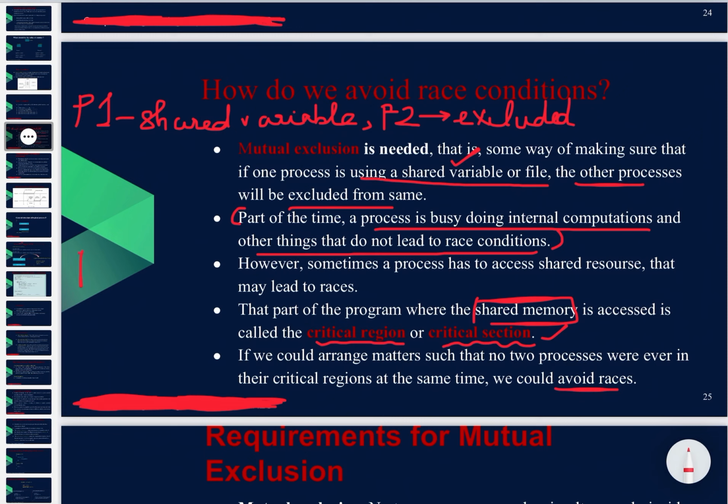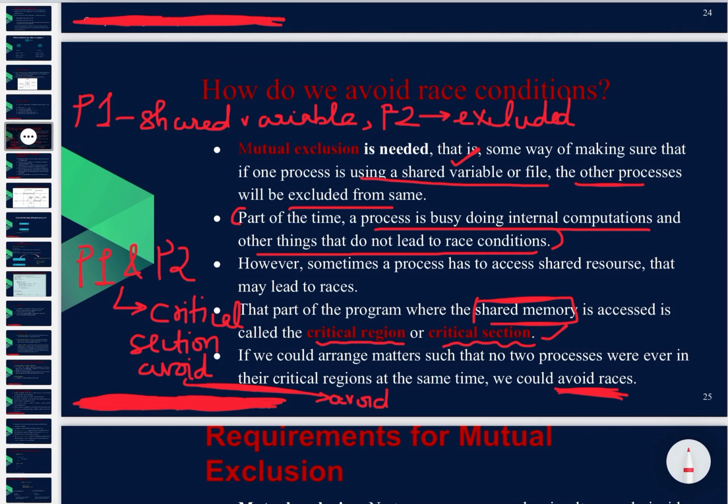And what do we have to do? We have to avoid P1 and P2 from being in the critical section at the same time. Avoid them together in the critical section. Then only can we avoid the race condition. So it is said that the part of the program where the shared memory is accessed is called a critical region or critical section.